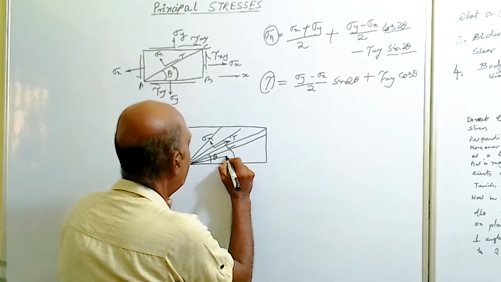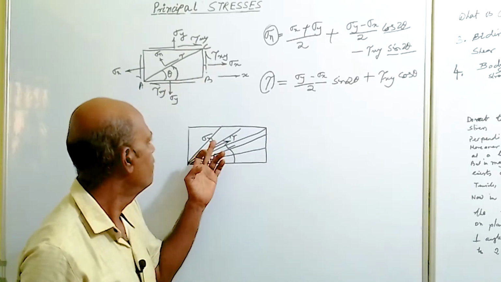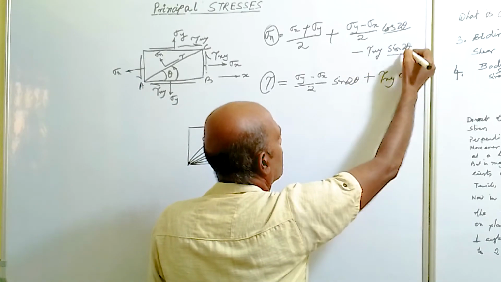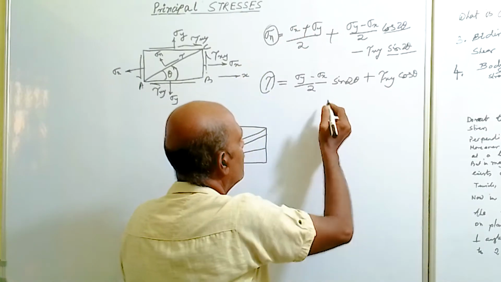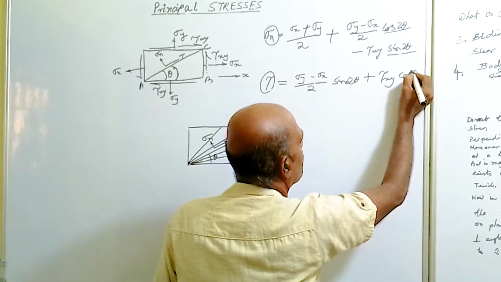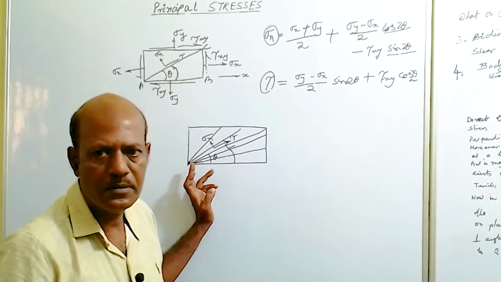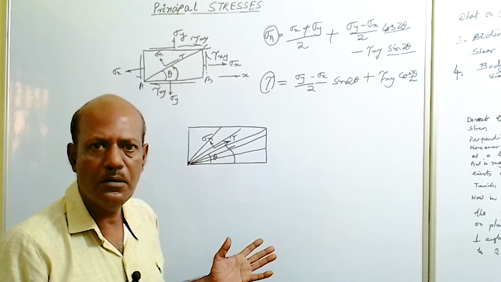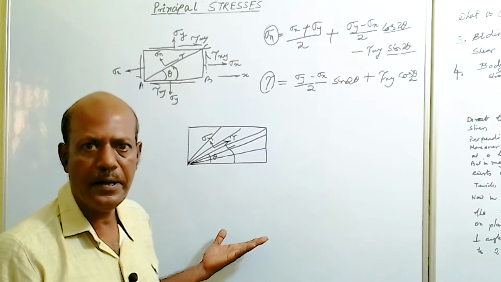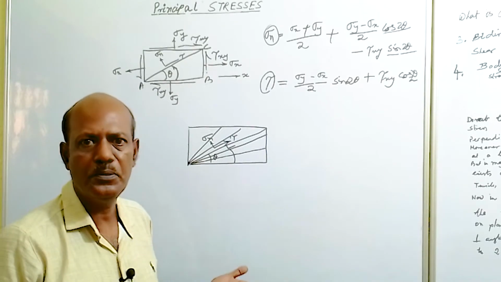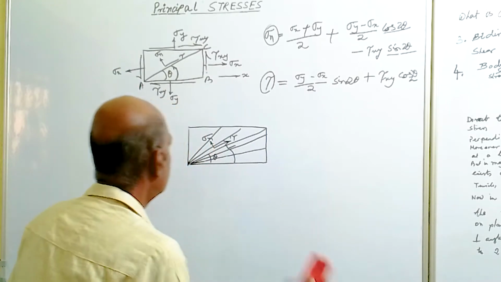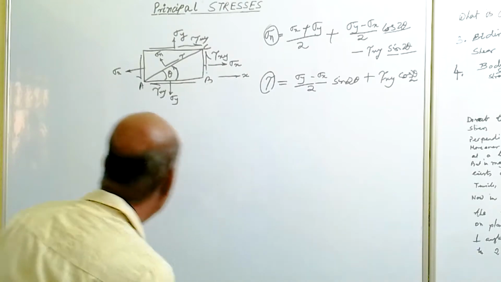So on the plane, sigma n and tau depend on your theta value, because cos 2 theta and sin 2 theta are there in the sigma n equation. Similarly, in the tau equation, sin 2 theta and cos 2 theta are there. So the magnitude of sigma n and tau will vary from plane to plane. Now there will be some plane where tau is 0, and that plane is known as the principal plane. Now we will first define what is called the principal plane.